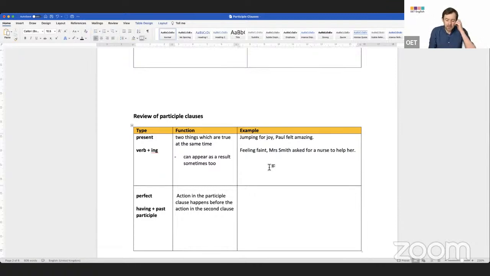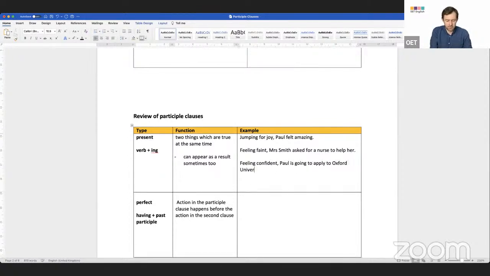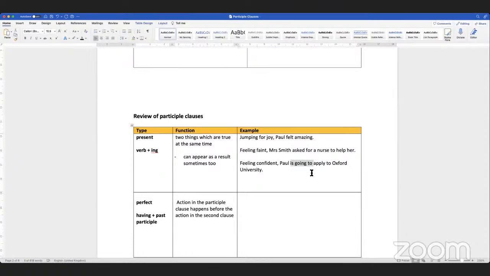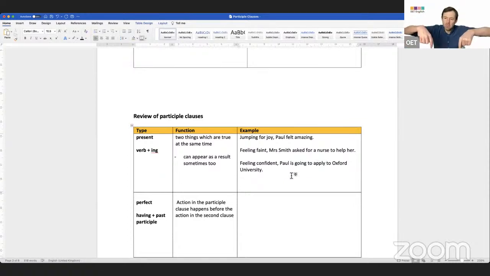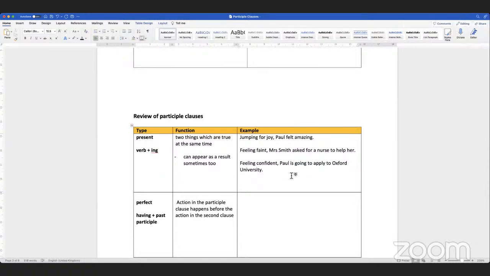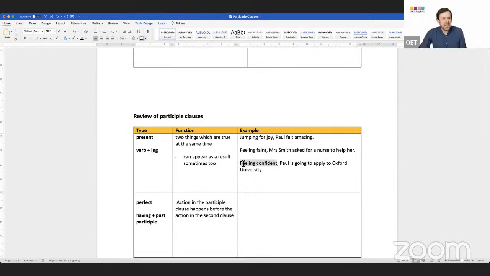Okay, it could be something like feeling confident, Paul is going to apply to Oxford University. Is going to, when do you think this is? Future. That's in the future. Yep. So at the moment, if you think about it, what is happening now? Feeling confident, and anything else?